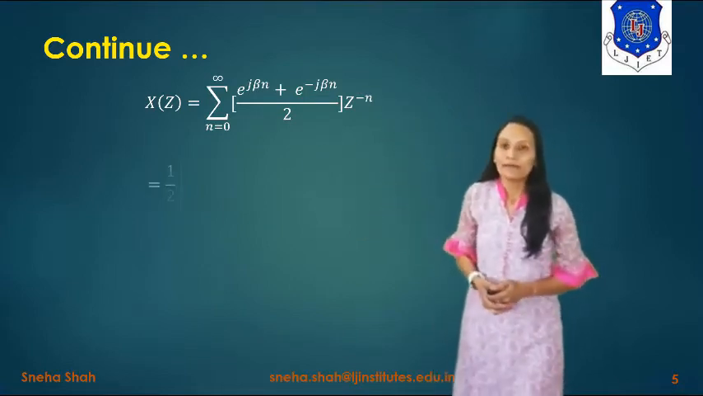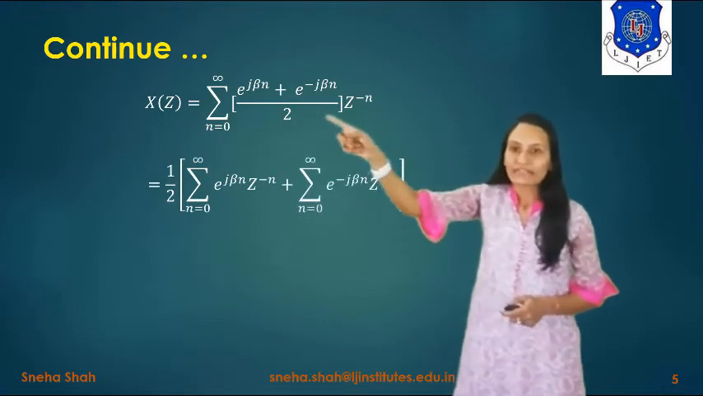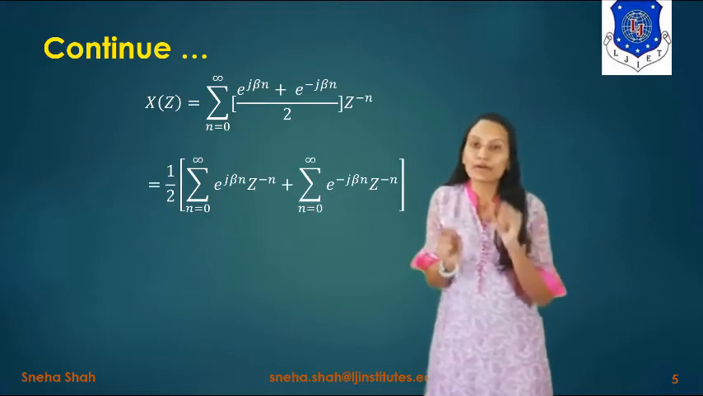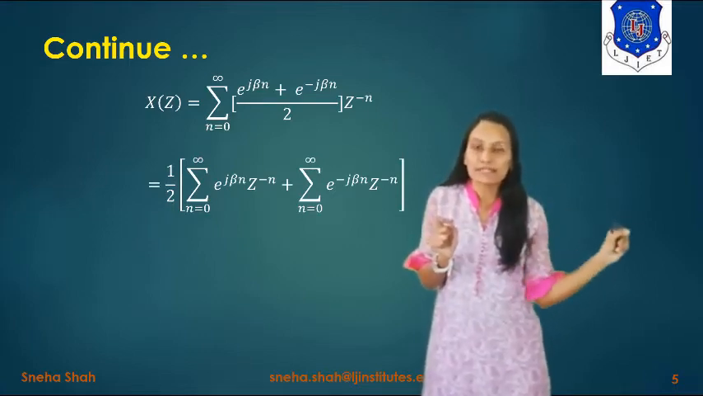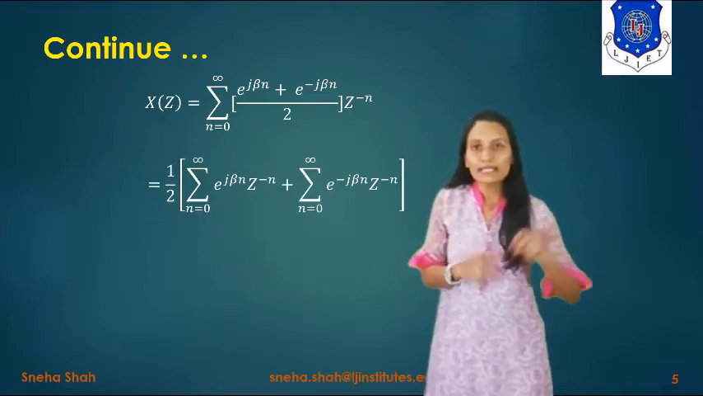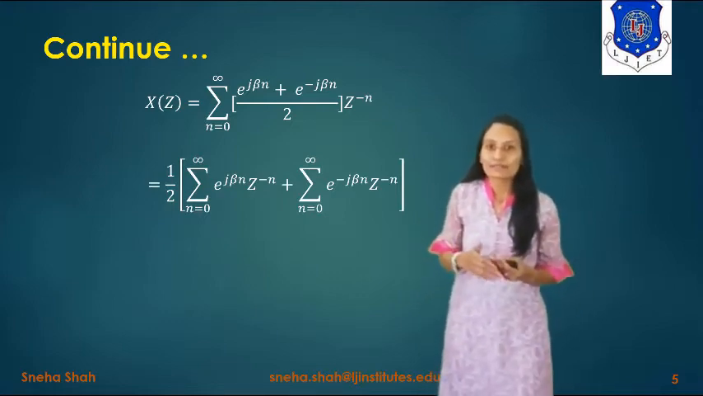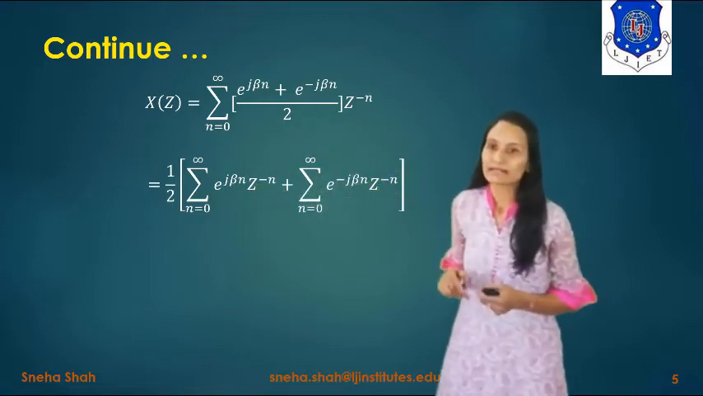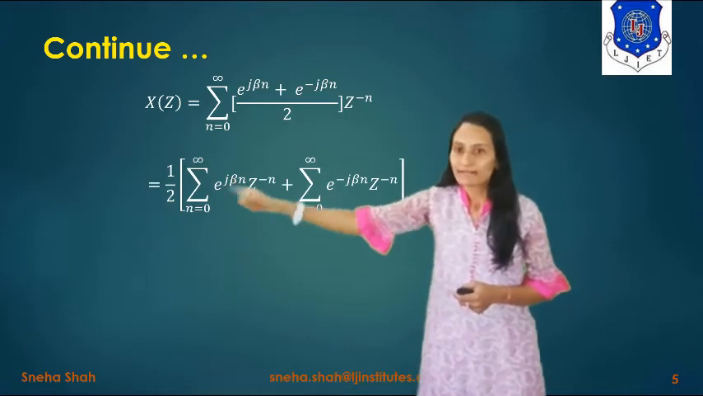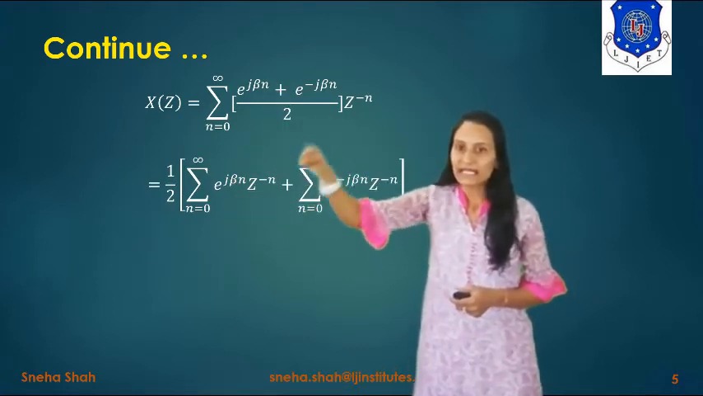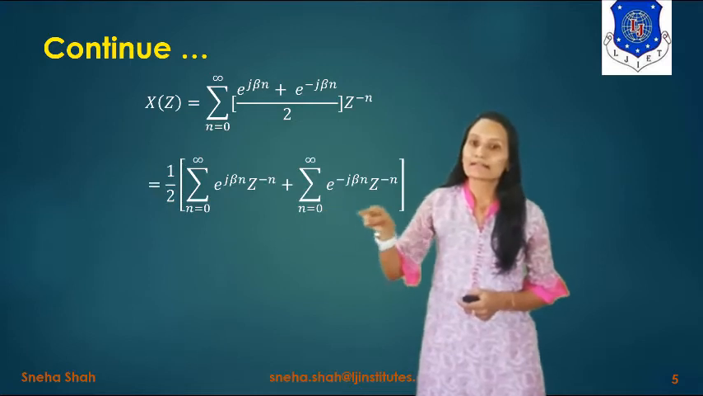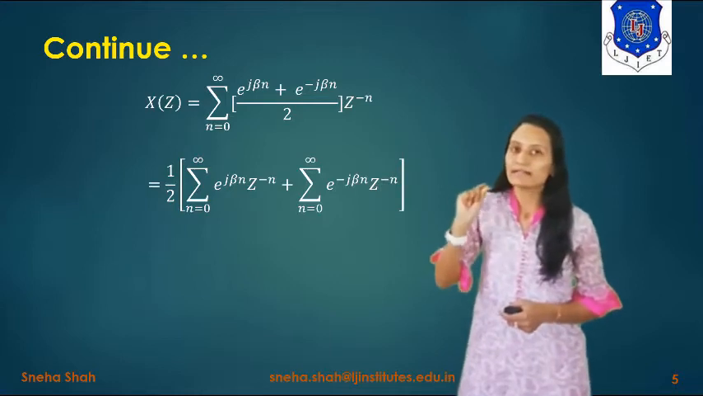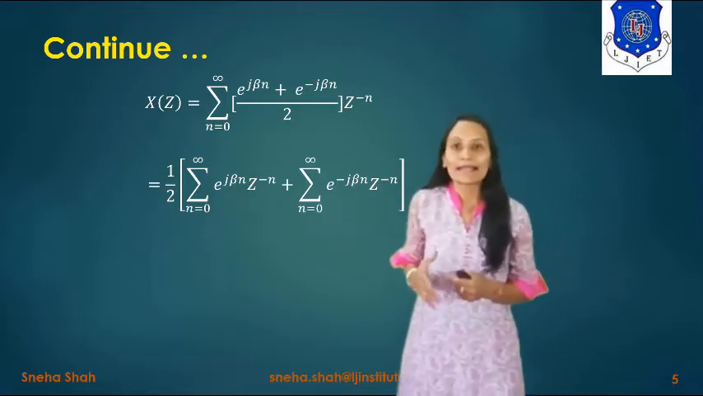Right. Now the next step is we will simplify this term. As you know, a plus b into c converts to a into c plus b into c, and we apply summation to both terms. So similarly we apply this rule over here. The 1 by 2 is a common part, so we take it outside of the summation. Here we take summation n equals 0 to infinity of e raised to j beta n into z raised to minus n, plus summation n equals 0 to infinity of e raised to minus j beta n into z raised to minus n.